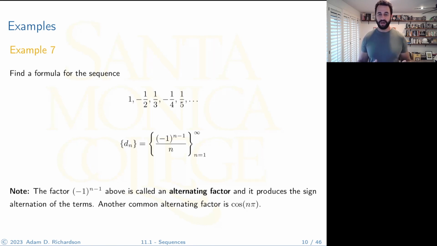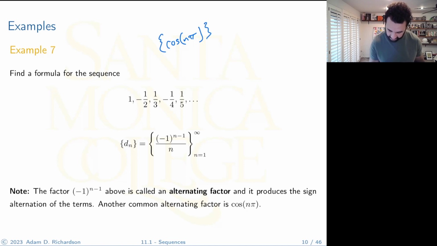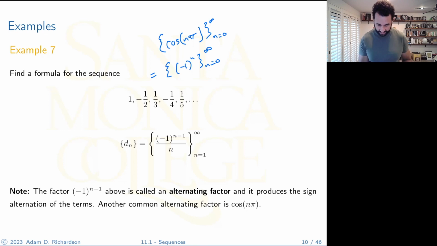But cosine n pi is actually equal to the alternating factor that we saw before. So this sequence, starting at n equals, let's say 0, and goes to infinity, this sequence is equal to the sequence negative 1 to the n, n equals 0 to infinity. And I'm serious when I say that they are equal. They are not similar, they are equal.